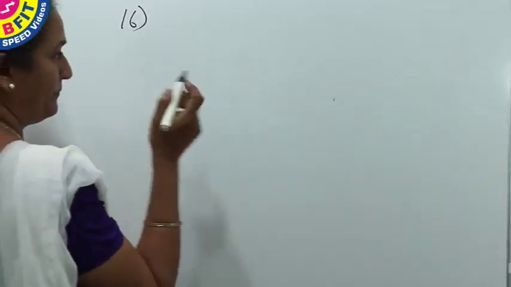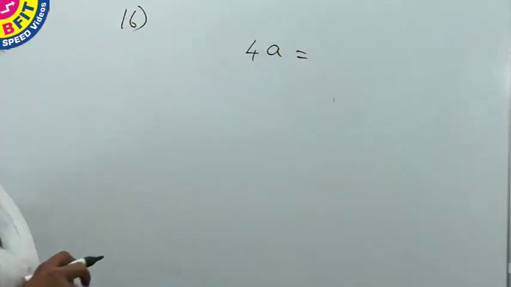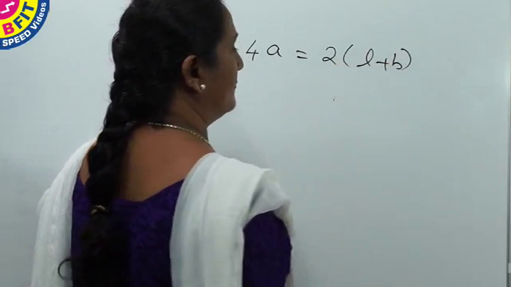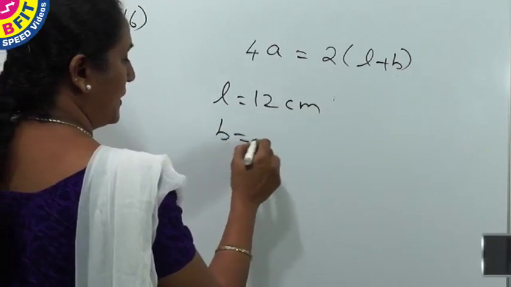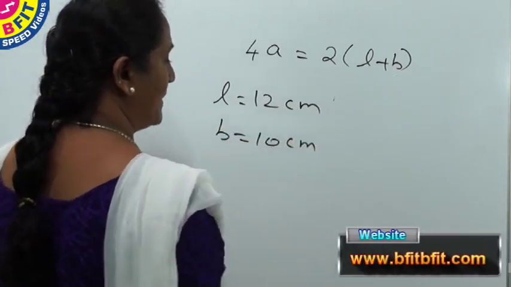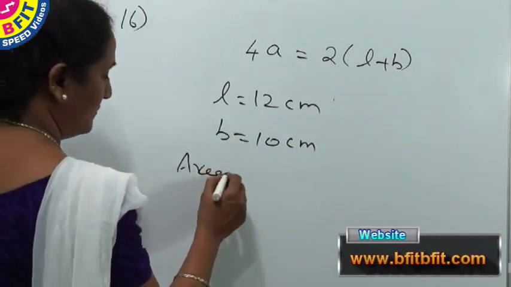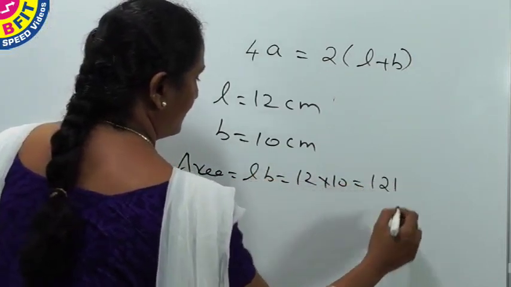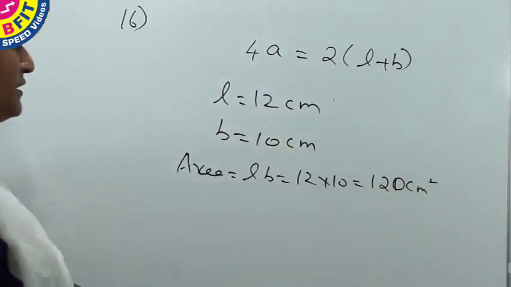So perimeter of a square and rectangle is same. So perimeter of a square is 4a and perimeter of a rectangle is 2(l + b). Here length of the rectangle is given as 12 centimeter and breadth is equal to 10 centimeter. So area of the rectangle, length into breadth, so 120 centimeter square.